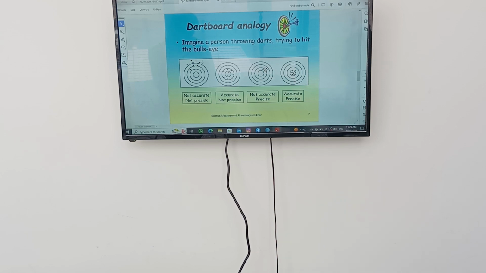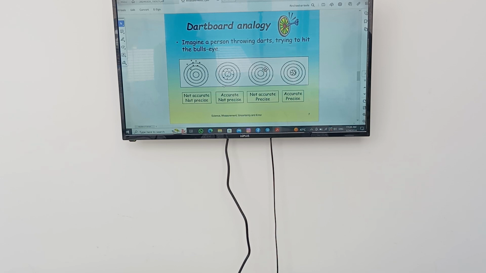There is a type of analogy called the dartboard analogy. This will teach you the difference between accuracy and precision. Imagine a person throwing darts, trying to hit the bullseye. The bullseye is the circle in the middle. In the first picture, the first one on the left, you can see how the darts are scattered all over the outside. They are neither accurate nor precise. Okay? Because look how they are scattered in no particular pattern.